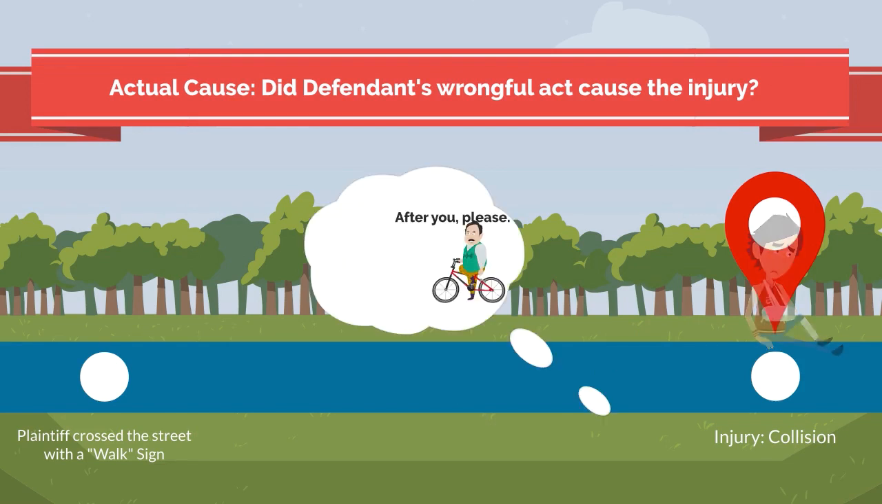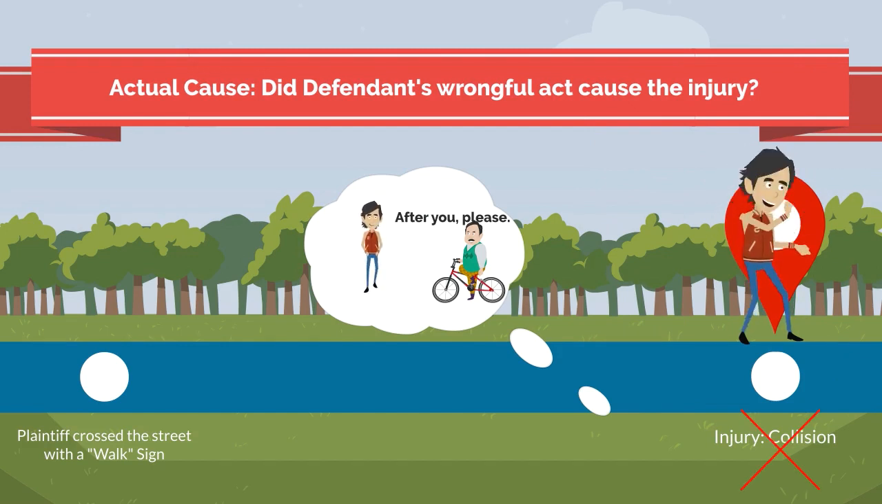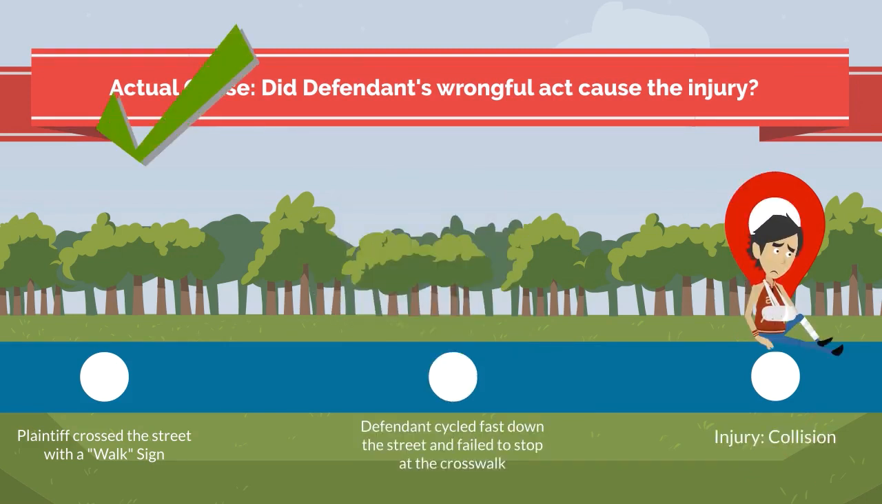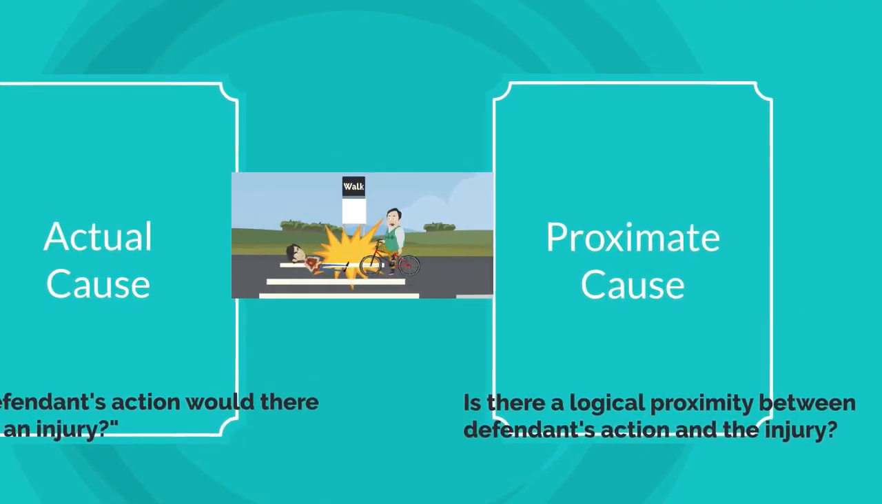But if Dudley hadn't cycled too fast, and he'd remembered to stop at the crosswalk, Pete would have been just fine. So we can say Dudley actually caused the injury because but for his actions, Pete would not have been hurt. So now let's look at proximate cause.